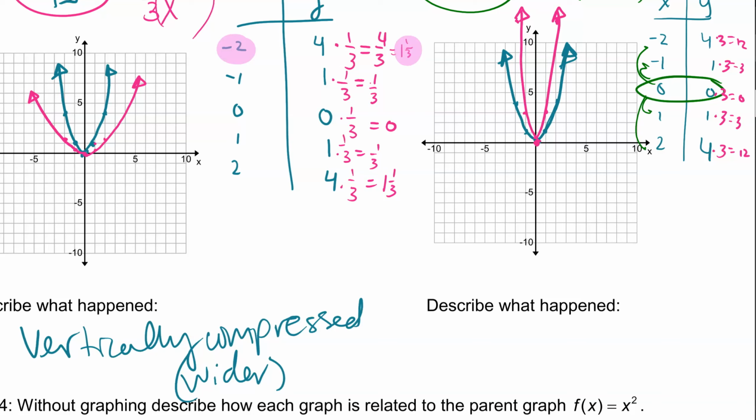This would be vertically stretched, yeah. This is vertically stretched because it's getting thinner. It's kind of like if you have a bunch of Play-Doh and I'm pulling on it. So I have my parabola, and if I'm pulling up, I'm getting thinner. My parabola is getting skinnier. It's getting vertically stretched. Vertically stretched. It's getting thinner.